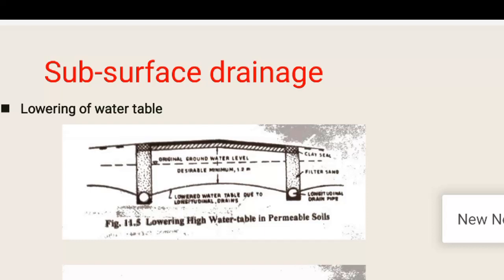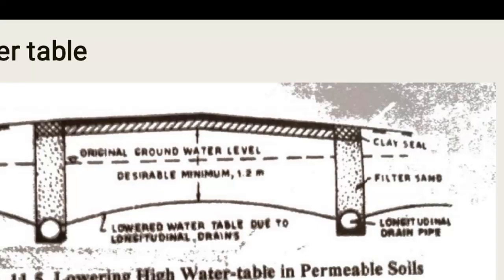If the soil is relatively permeable, it is possible to lower the high water table by merely construction of longitudinal drainage trenches with the drain pipe. Here you can see on both the sides, and filter sand. The depth of trench would depend on the required lowering of water table, distance between the drainage trenches and the soil types.